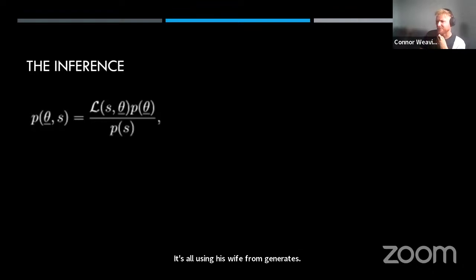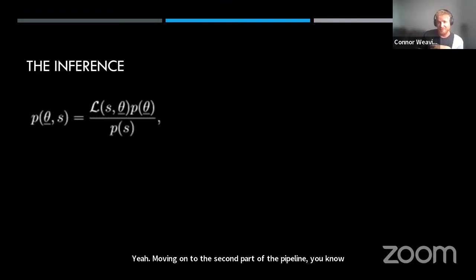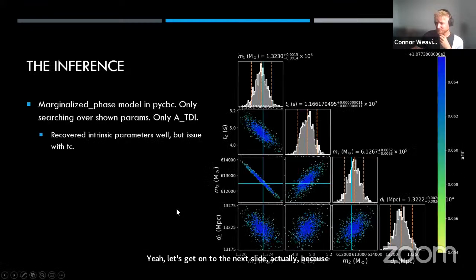Again, apologies, for some reason my slides are going a bit strange here. There is supposed to be more on this slide, but anyway, moving on to the second part of the pipeline, you then have the inference, right? So we've already seen that we can find all of the signals within the data, but when we find them, we need to then infer the properties of that signal, and that's using Bayes' theorem here, right? There should be a picture here, but anyway, we'll just ignore that. I'll skip on to the next slide, actually, because there's a nice corner plot here.